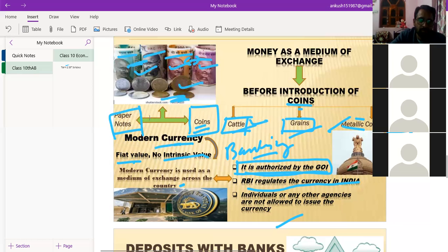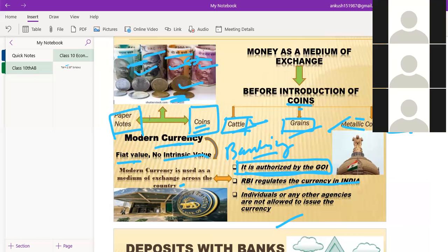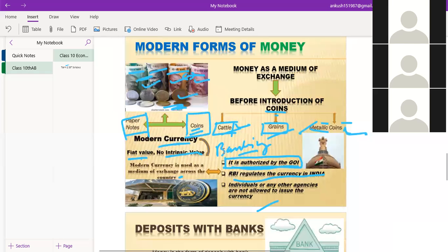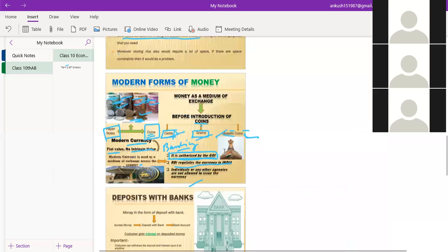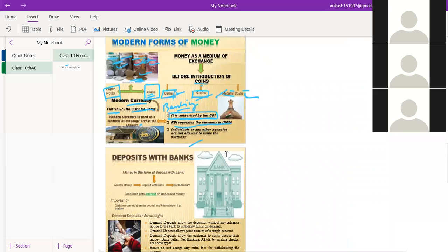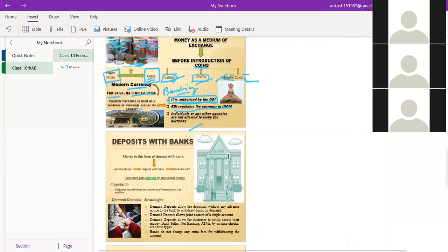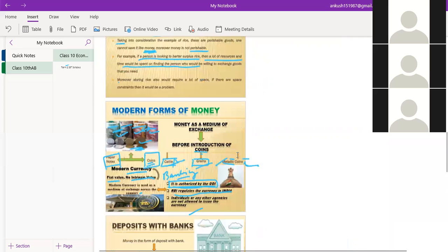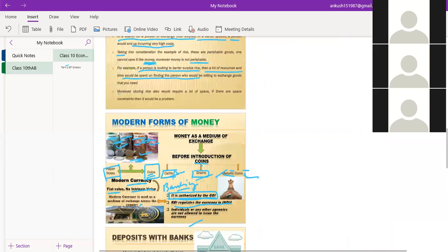Yes, sir. So today we will conclude these things. In this session, we will conclude our session as well. Tomorrow we will repeat it once more, and we'll go on to other things like banks and their importance. Understood? Yes, sir.